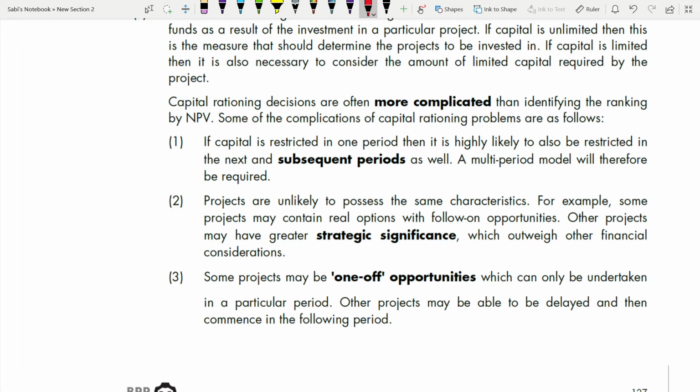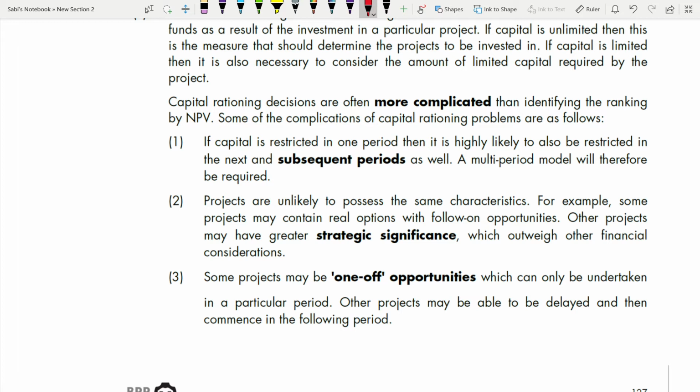Second, projects are unlikely to possess the same characteristics. For example, some projects may contain real options with follow-on opportunities. I'm sure you know what the real options are. There are 4 types of real options. What are they? Option to delay, option to switch, option to redeploy, option to abandon.